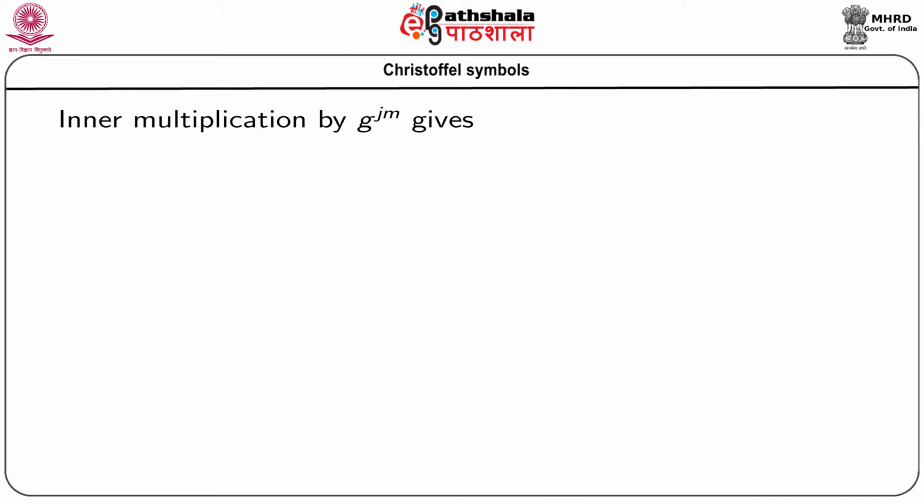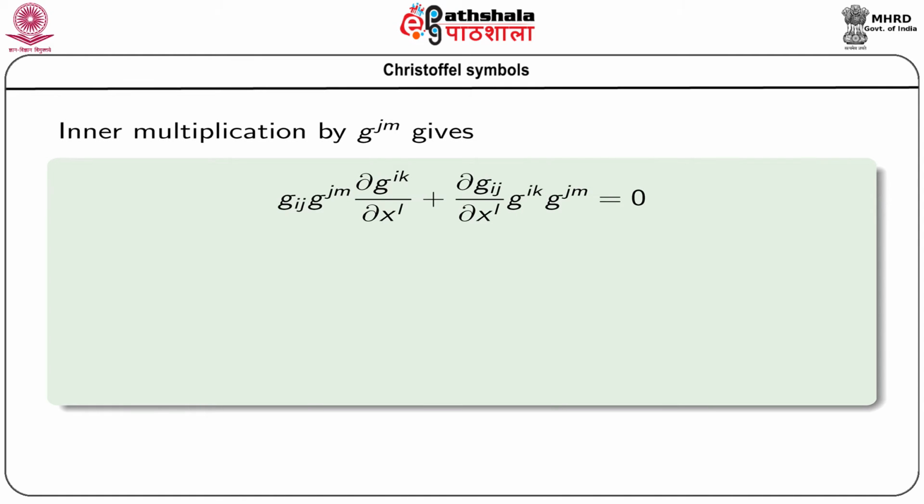Now, inner multiplication by g^jm gives g_ij g^jm ∂g^ik/∂x^l plus g^ik g^jm ∂g_ij/∂x^l equal to 0, which gives δ^m_i ∂g^ik/∂x^l plus g^jm g^ik ∂g_ij/∂x^l.